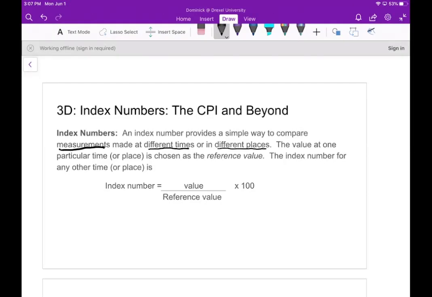A lot of times index numbers are used to compare prices in the past to prices currently, right? So of course, in order to do this, we pick the value at one of these particular times to be the reference value, and the current value, or the value of interest, divided by the reference value times 100 would give us the index number.